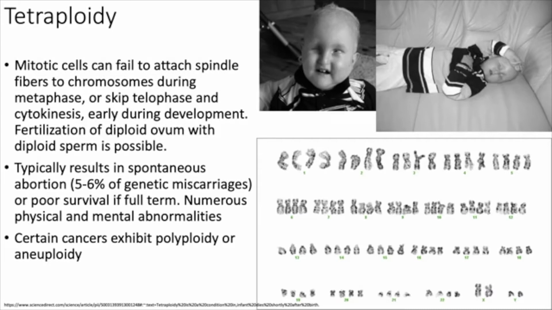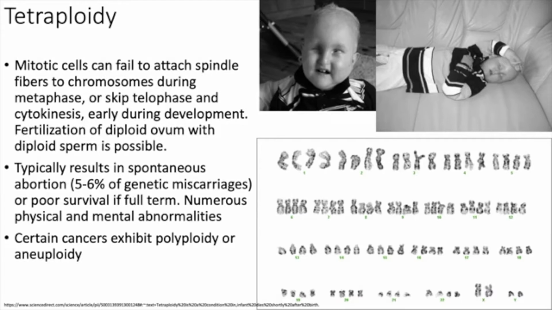Or you can just straight up skip telophase and cytokinesis. So you're ending up with the same problem. You end up with one cell. You didn't make the daughter cells. And so it has all of the chromosomes. And that can happen in a couple different ways. Either you're not separating them or you're just skipping cytokinesis. But it can happen early on.